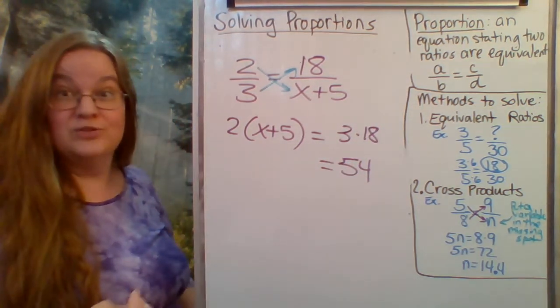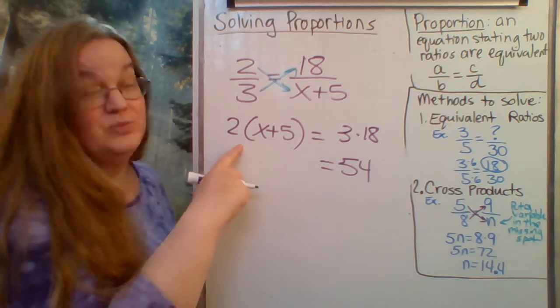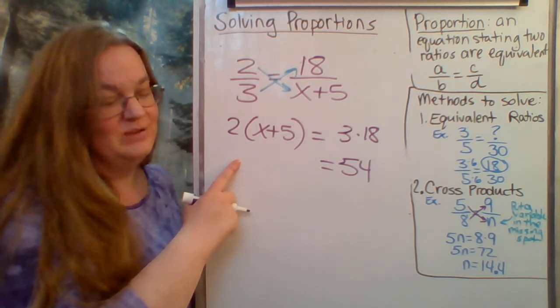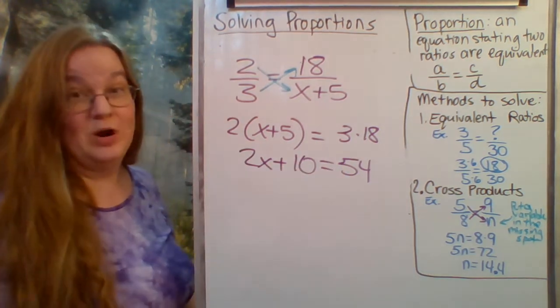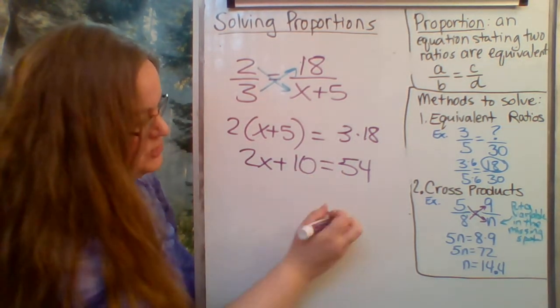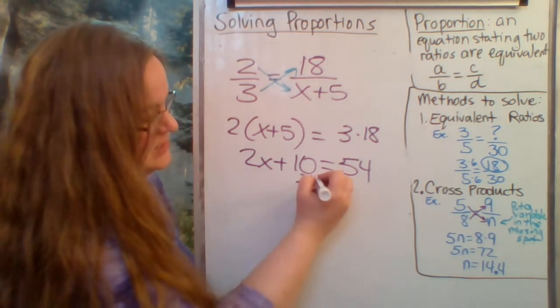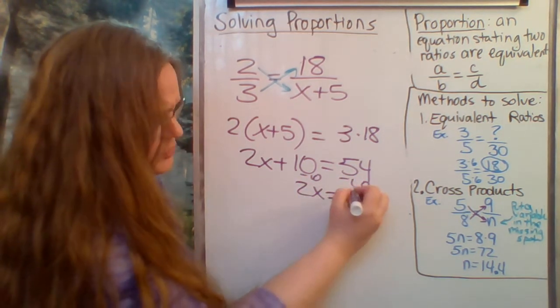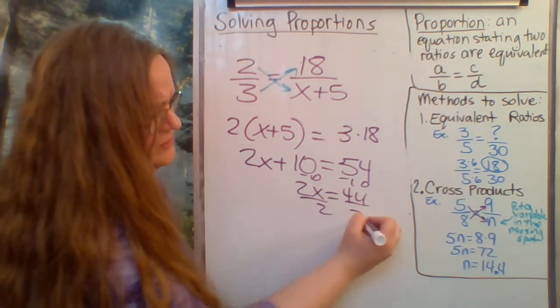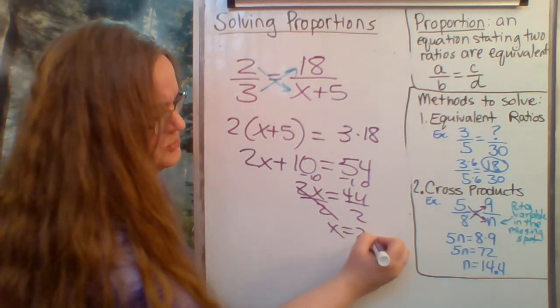And then at this point, you have to make a decision. Are you going to distribute the 2, or are you going to divide out by the 2? So if I distribute the 2, I get that problem. And I subtract 10 from both sides, and I get 44 divided by 2. So x equals 22.